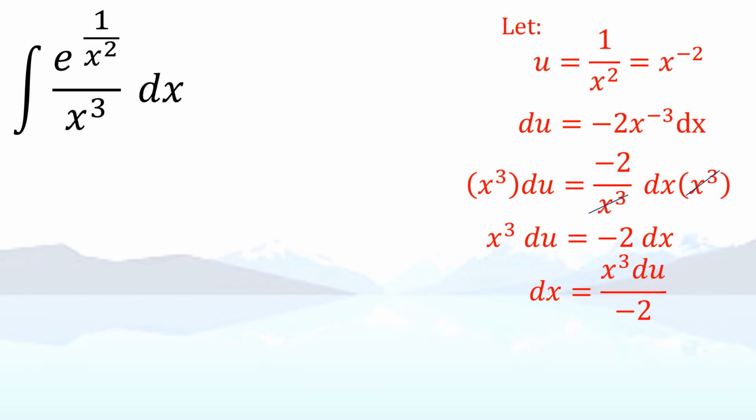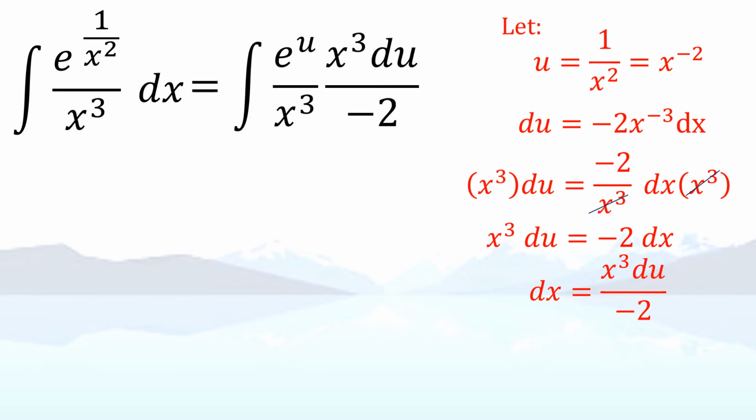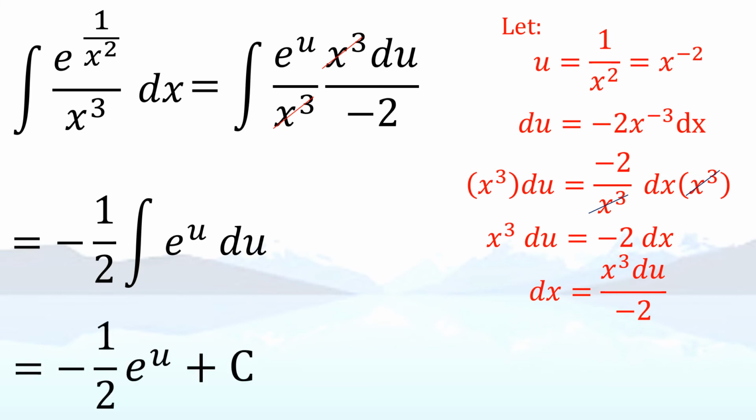So from here, we can substitute all the values already. So we have the antiderivative of e to the u over x to the third times x to the third du over negative 2. We can cancel x to the third, and then we will be getting negative 1/2 times the antiderivative of e raised to u du. And then we are going to integrate e to the u, which is equal to e to the u plus c. And then please do remember to write negative 1/2.